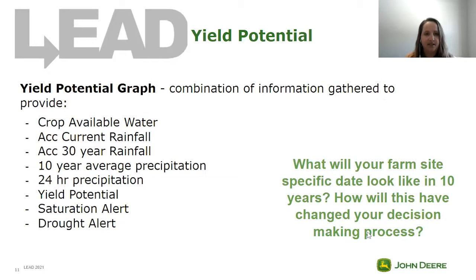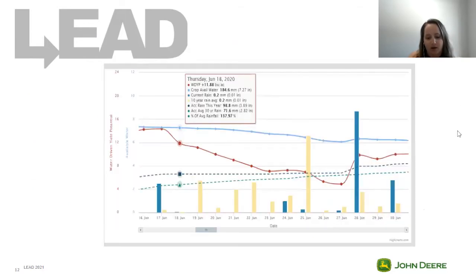So we're going to dive into the yield potential graph a little bit deeper, and we're going to look at it for an entire year. And we're going to go through at what points, what things are we looking for, and what decisions can be made at that time. So on this graph, there are a number of data points available. We will go through them here on the next slide, exactly what they look like and where they're located on the graph.